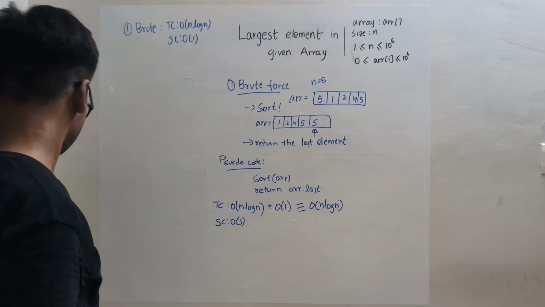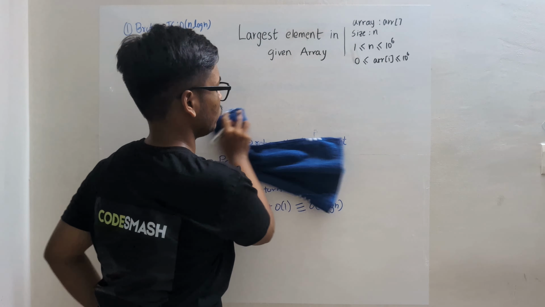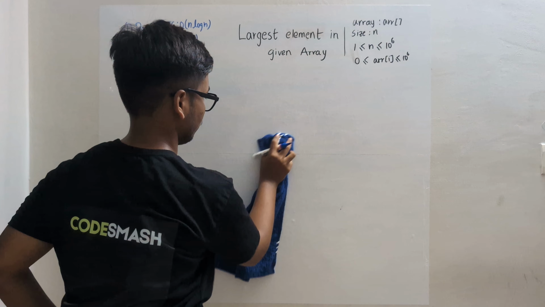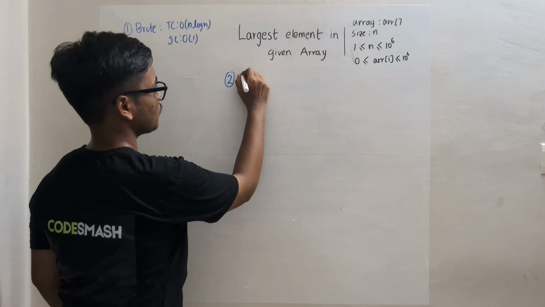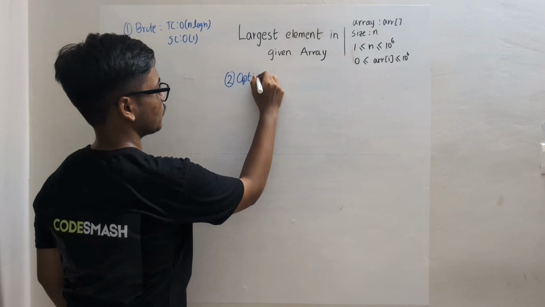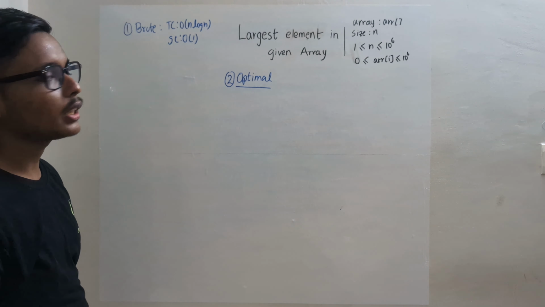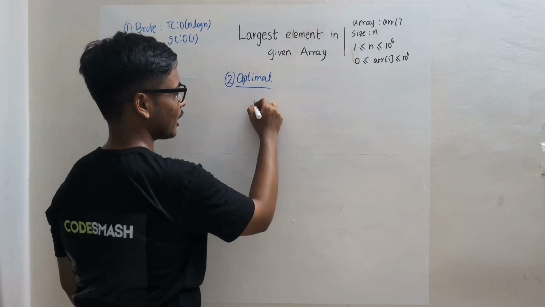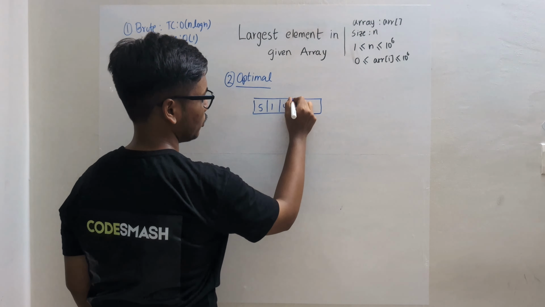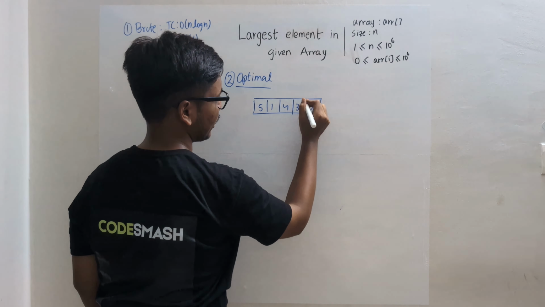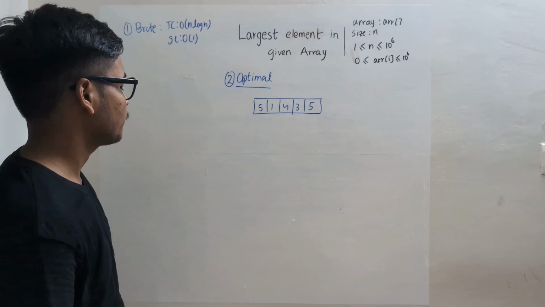Then we will discuss the optimal approach for this question. So let us discuss the optimal approach. Let us take an example, the same example as before: 5, 1, 4, 3 and 5 again. So what may be the optimal approach?